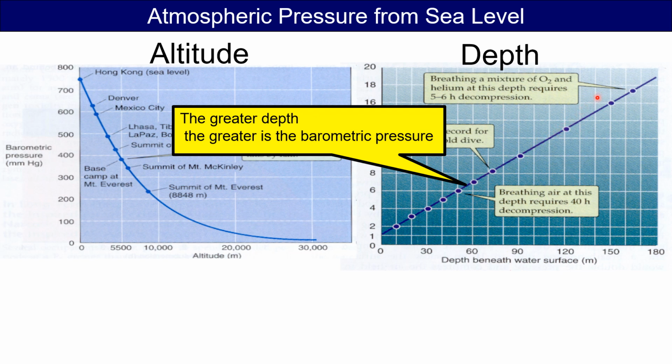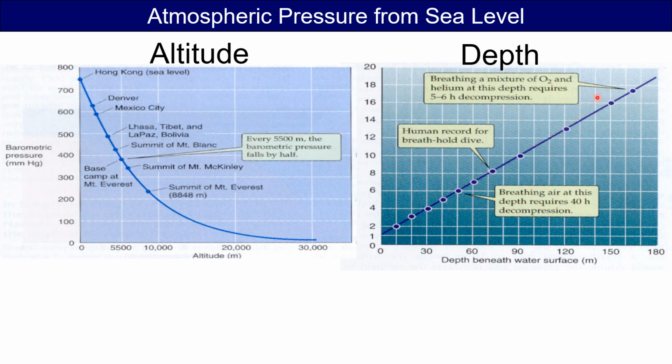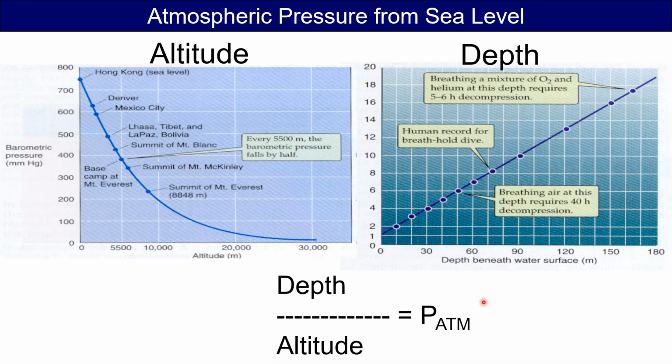Again, you can see that based on this relationship, the greater the depth from sea level, the greater is the barometric pressure. So if we put these two graphs together, you can see that the greater the depth, the greater the atmospheric pressure. The greater the altitude, the lower is the atmospheric pressure.